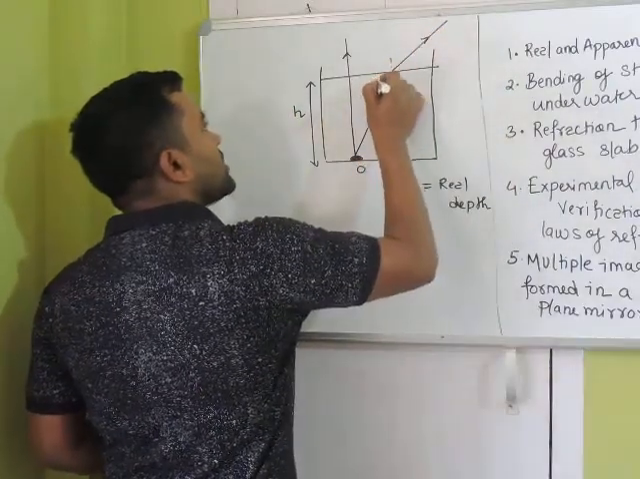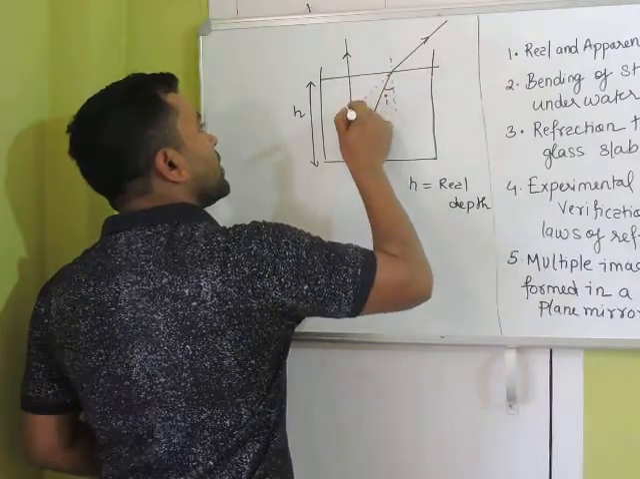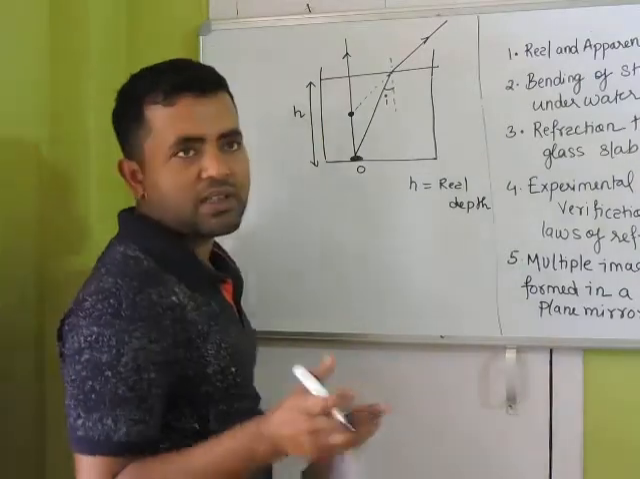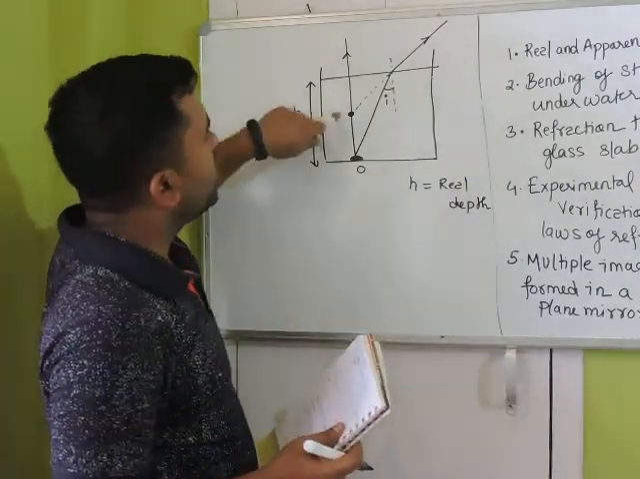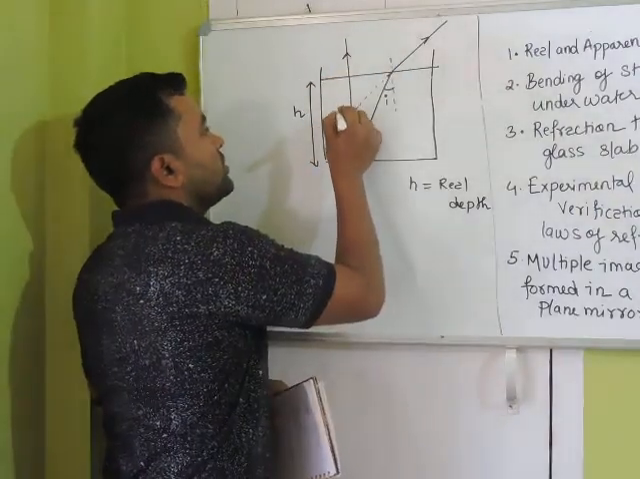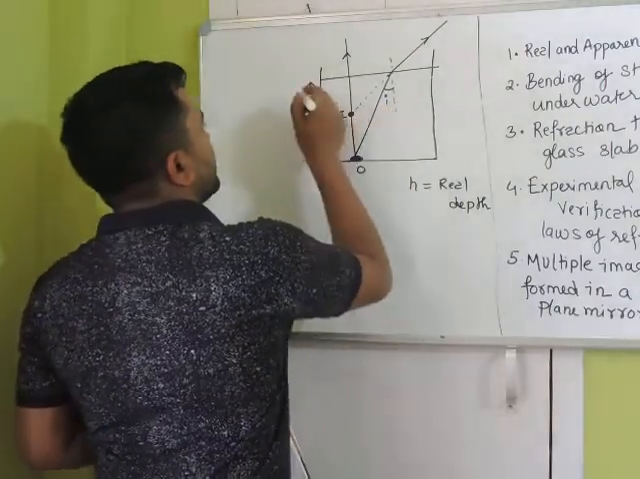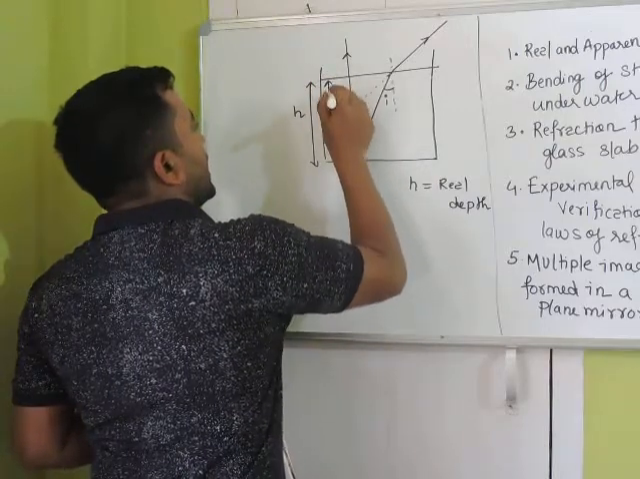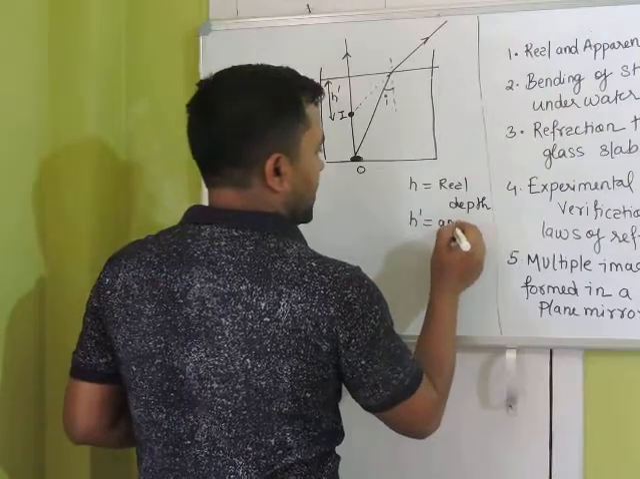And if you extend this refracted ray, let us say it meets here. Now you know that an image is generally formed by two rays. So one ray is this, one ray is this. So this is our image. Now this height we are writing h prime. h prime is called apparent depth.